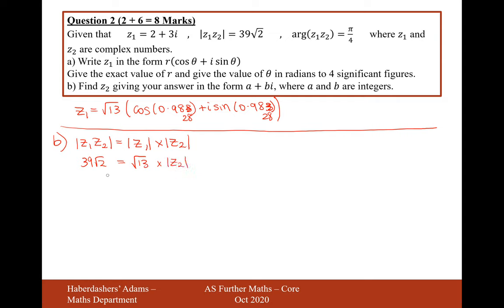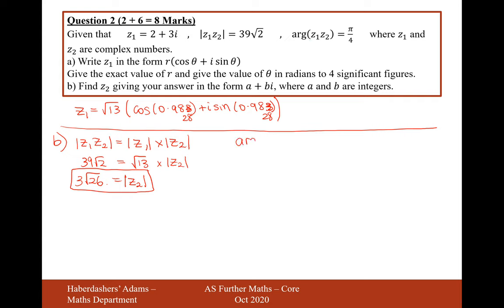So if I divide the root 13 onto the other side, if I do that on the calculator now, 39 root 2 divided by root 13, that's going to give me 3 root 26. So that's the modulus of z2. So that's an important piece of information. Now I can move on to the argument.